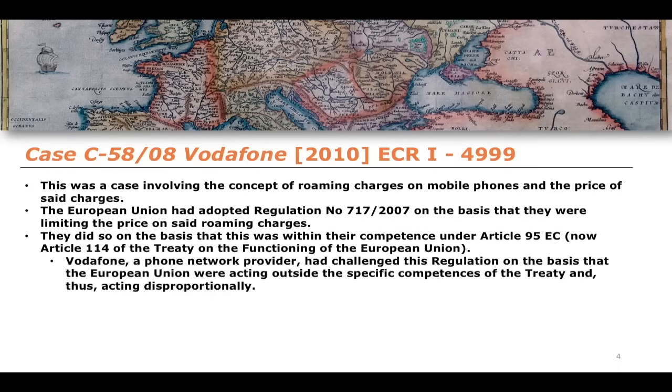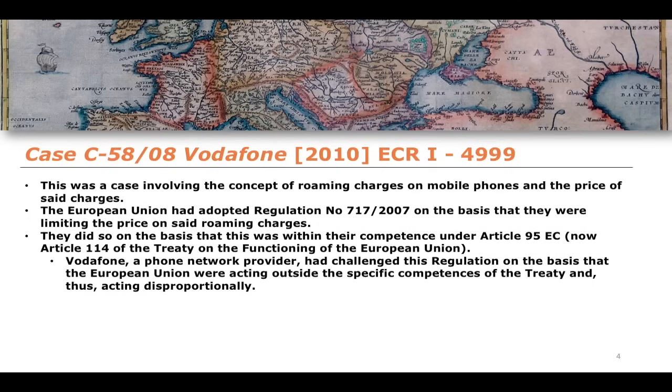Now, Vodafone and other phone network providers sought to challenge this view. They sought to challenge this regulation on the basis that the regulation was acting outside of the specific competences of the treaty. It was the same policy area. They weren't suggesting that they didn't have any recourse or any sovereignty to act in this particular policy area. In fact, in reality, they actually did make that argument as well. They made a competence argument as well as a proportionality argument.